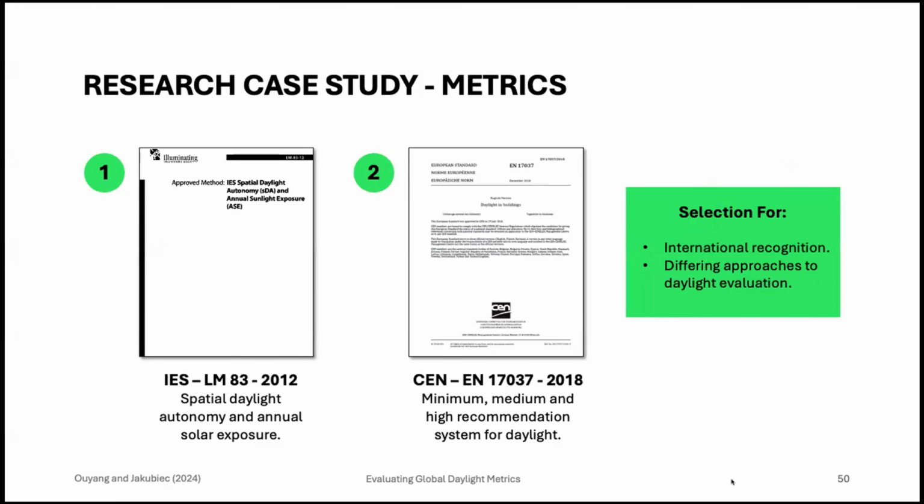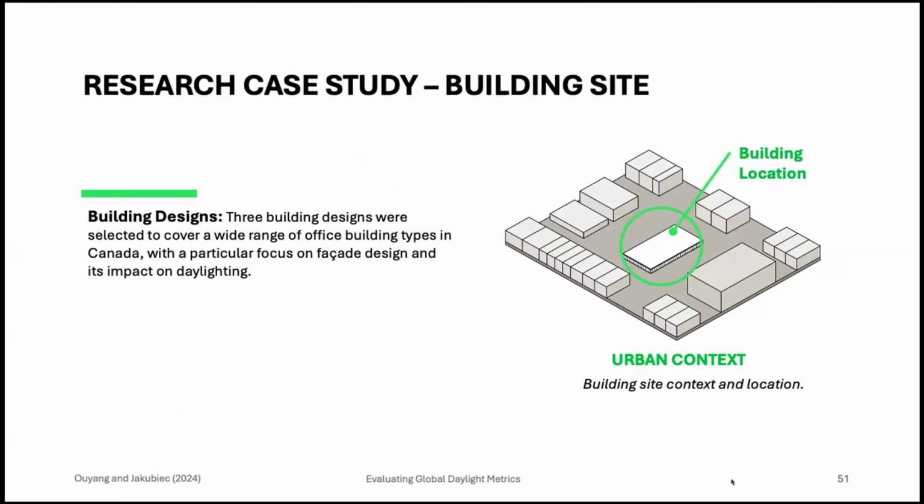The study focuses on the analysis of 2 daylighting metrics, which we talked about: EN 17037 and LM83. And 3 designs were selected to cover a wide range of common office building types in Canada, with a particular focus on facade design and its impact on daylighting. Additionally, a light urban context surrounds the office building design, as shown on the slide.